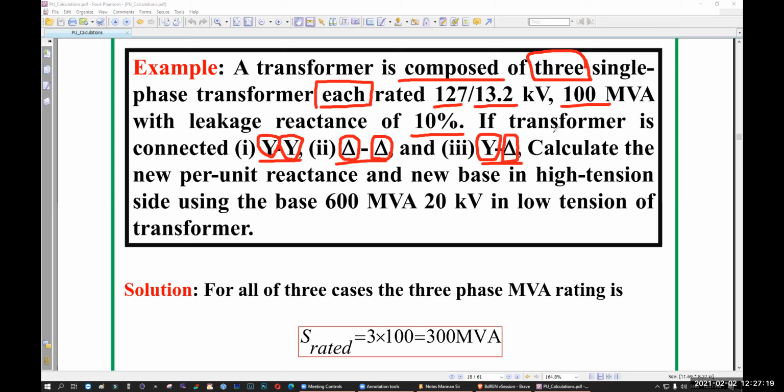Y delta. So you have to calculate the per unit reactance. That means this 10% will be converted to something else. Reactance and new base, you have to calculate the new base as well. New base in high tension side using the base 600 MVA, 20 kV in the low tension of the transformer. Okay, let's do this math.